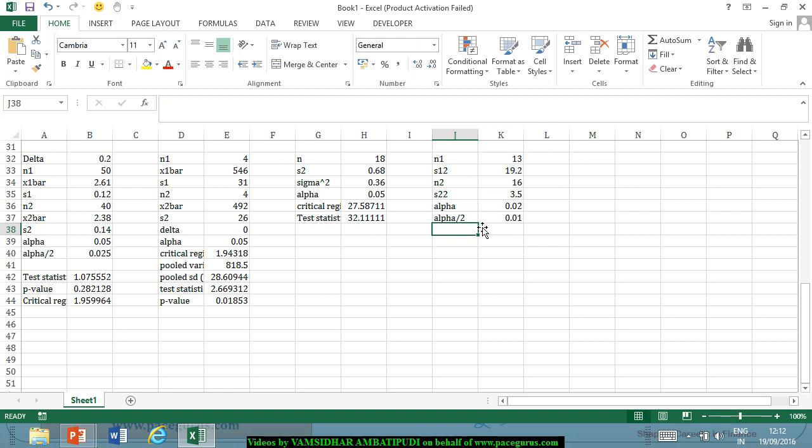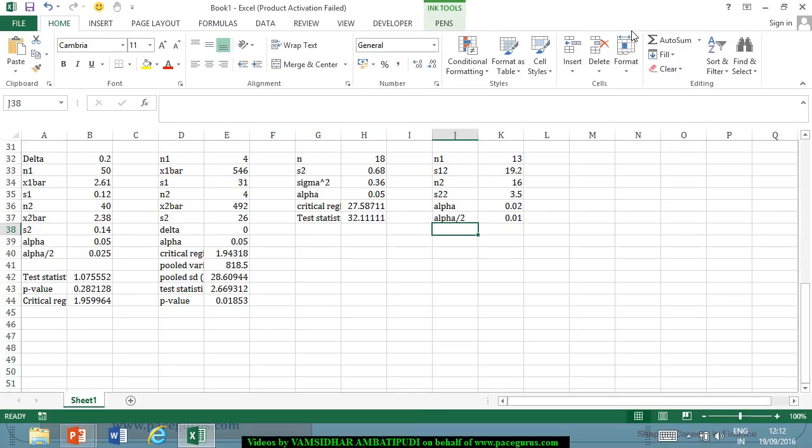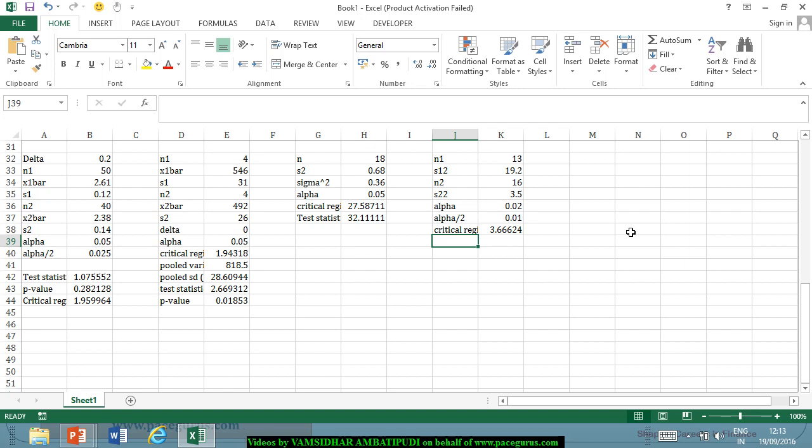So here S1 squared is greater than S2 squared. From the sample I can see that S1 squared is greater than S2 squared. Because of this, I'll take the ratio S1 squared by S2 squared, and it should be greater than or equal to F alpha by 2, N1 minus 1, N2 minus 1. So let me find out that critical region. The critical region is F alpha by 2, so I'll use the F inverse function. Alpha by 2 is 0.01, N1 minus 1 is 13 minus 1, comma N2 minus 1 is 16 minus 1, which is working out to 3.666. So if my S1 squared by S2 squared is greater than 3.666, I will reject the null hypothesis.